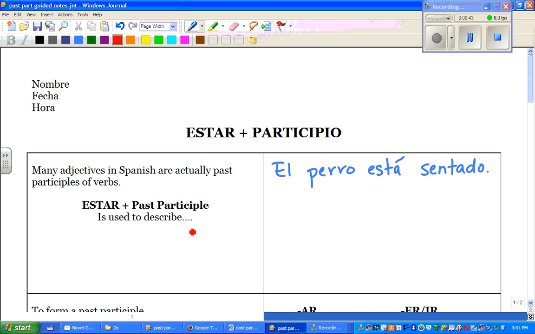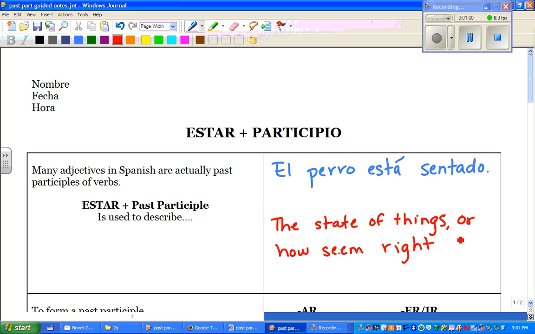It's used to describe what? It's used to describe the state of things or how things seem right now or right at the moment, but not necessarily permanently.